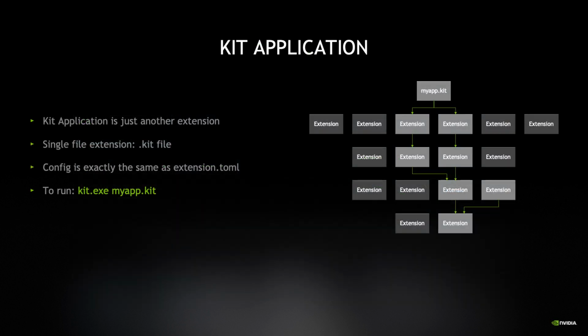At the application level, it is very similar. An application is simply some sort of extension. It depends on a set of extensions on which it relies for its features, and then provides that dependency. To run it, you can simply do kit.exe myapp.kit. This is all it takes to launch an application in Omniverse.